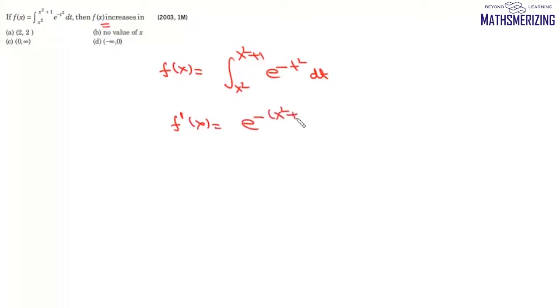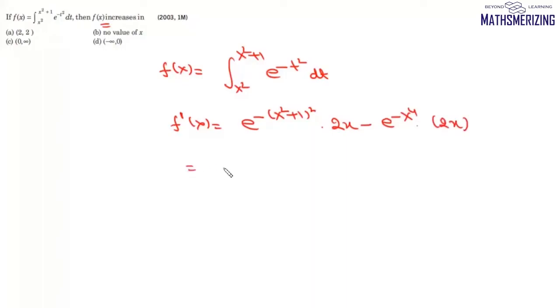Now here the question is, we are given this function f(x), which is the integral from x square to x square plus 1 of e to the power minus t square dt. Then it says f(x) increases in which interval? Now if we find f dash x, it'll be e to the power minus (x square plus 1) whole square into the derivative of the upper limit, which is 2x, and then minus e to the power minus x to the power 4 into the derivative of the lower limit, which again is 2x.